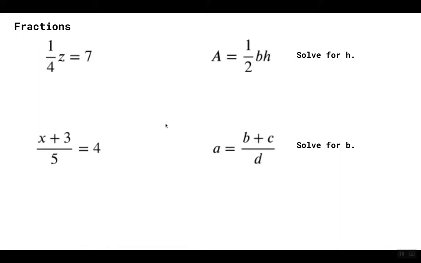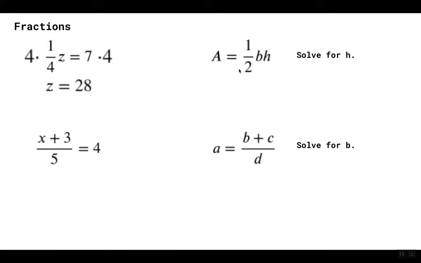Okay, here's a normal equation, I call it normal, that has a fraction involved. This is 1/4 times z. We've talked about that fractional coefficient. I multiply both sides by the reciprocal, right, which is 4 over 1. These 4's will cancel, and I'm left with z equals 28.